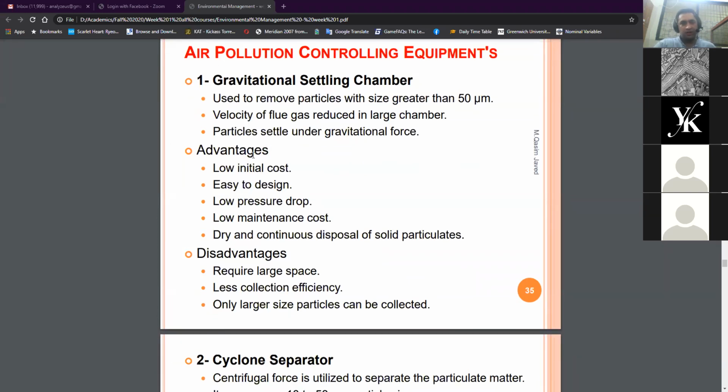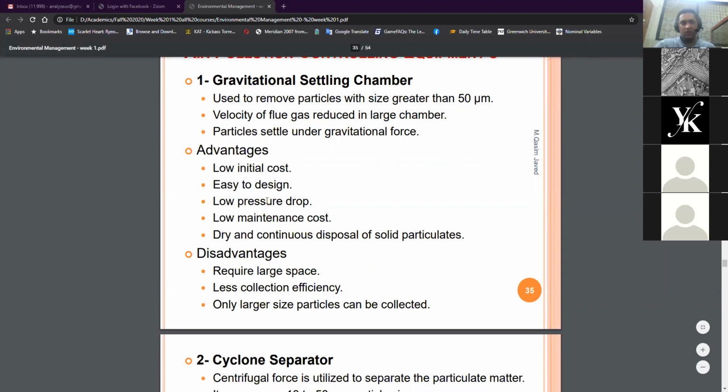The advantage of this approach is that it has a low initial cost. It's not very technical, so its initial cost is very low. It is easy to design. There is low pressure drop in the technical approach. There is low maintenance because the entire process is relatively simple. Dry and continuous disposal of solid particles. It's easier to dispose of solid waste rather than liquid waste. So the entire process is dry and you can continuously dispose of solid particles.